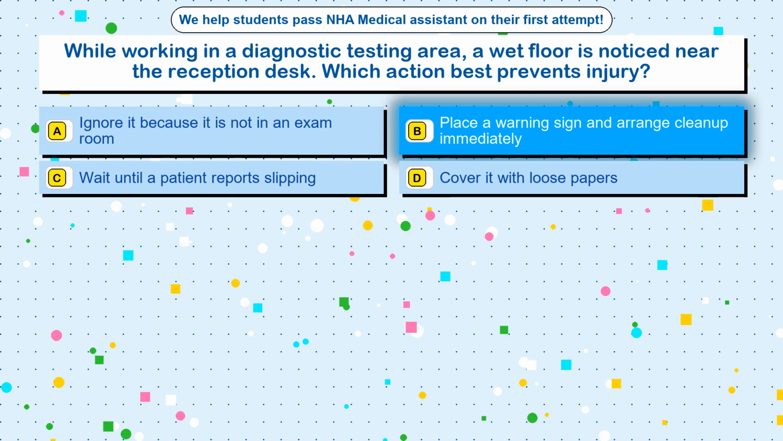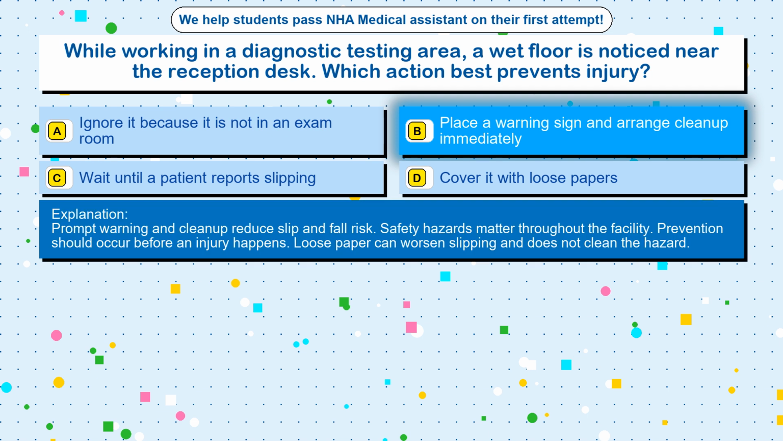The correct answer is option B. Place a warning sign and arrange cleanup immediately. Prompt warning and cleanup reduce slip and fall risk. Safety hazards matter throughout the facility. Prevention should occur before an injury happens. Loose paper can worsen slipping and does not clean the hazard.